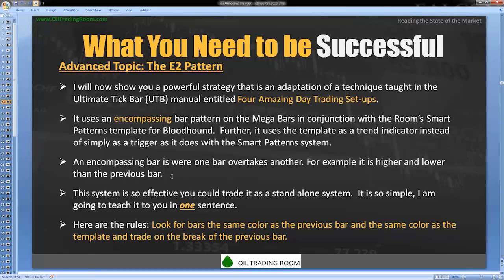Here are the rules. Look for bars the same color as the previous bar. So the previous bar is green, right? And so you got a green bar. And the same color as the template. The template's green, trend is up. And trade on the break of the previous bar. That's the entire pattern. Let's take a look at what that looks like.